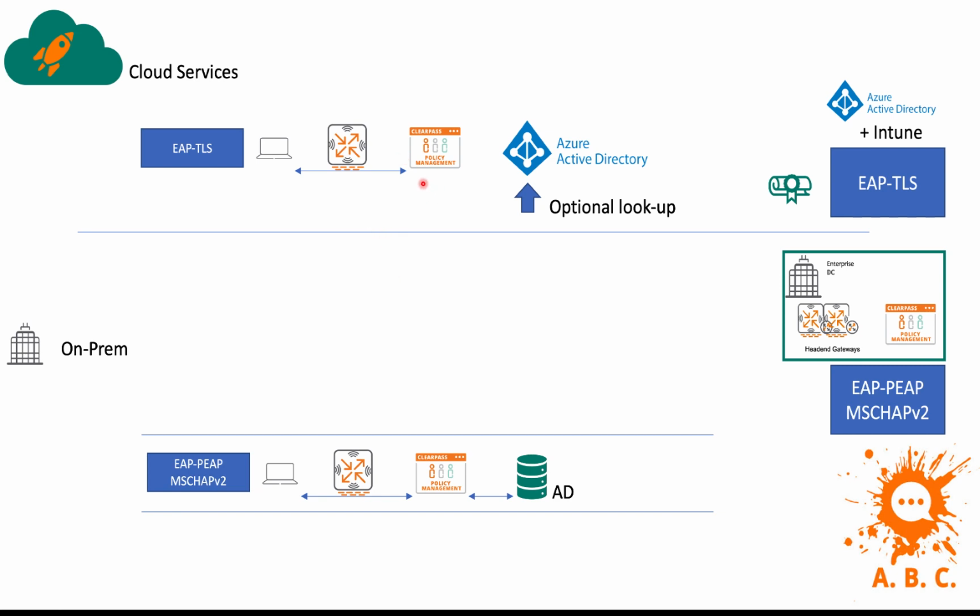And the certificate is exchanged between the device and ClearPass. And ClearPass can then match the CN, so the common name of this certificate, on an Azure identity, for example, so a username or an email address, that sort of stuff. Optionally, we can also use information from Intune as well, of course.